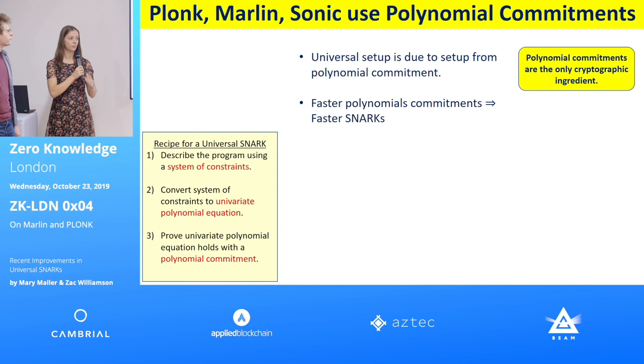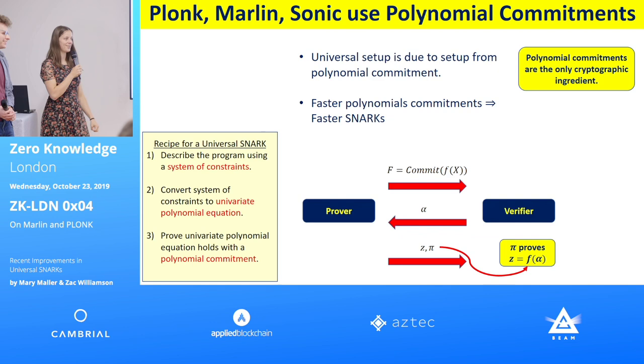So my takeaway from this is that when we build better polynomial commitments, we almost always will get faster SNARKs from those better polynomial commitments. And this is something that people have been working on a lot recently. It's quite a big research area. What is a polynomial commitment?